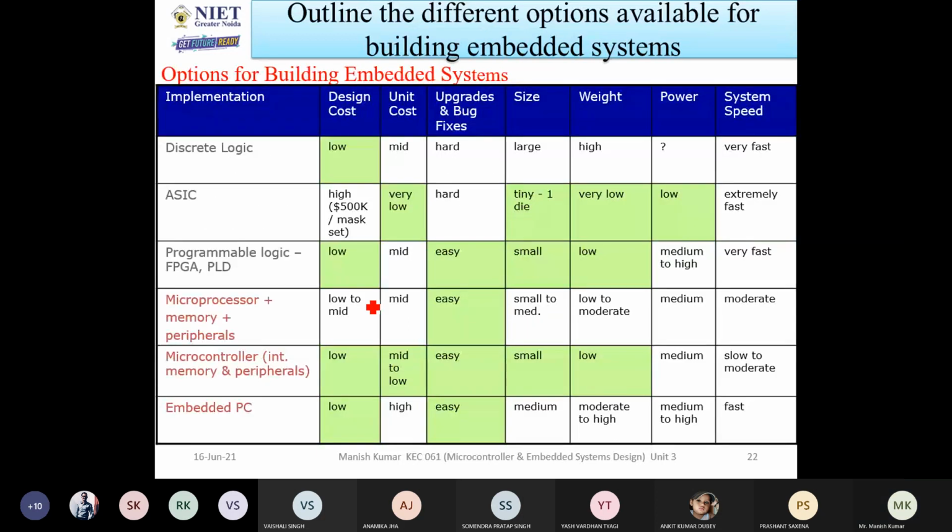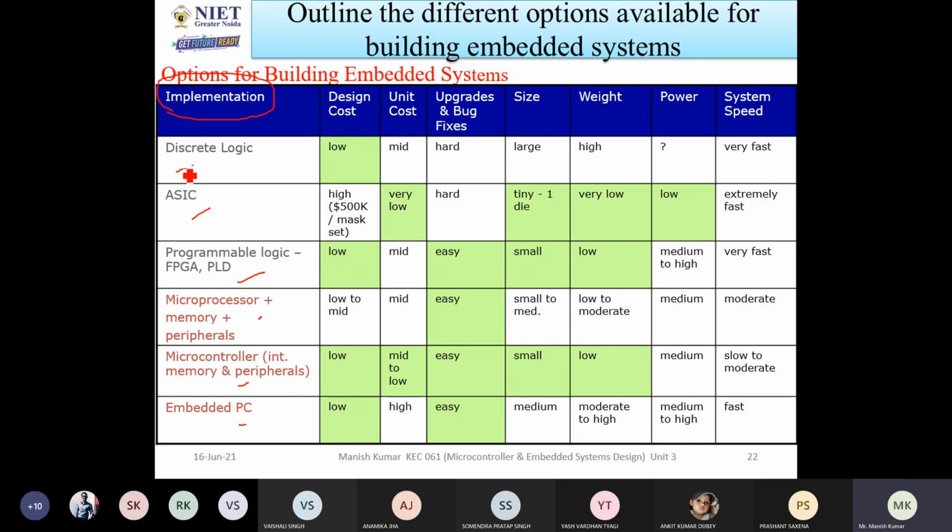Now you can see in the first case what options are available. In the first column I have taken the implementation. There are several things: discrete logic, ASIC design, programmable logic design, microprocessor design, microcontroller design, embedded PC. So if you are going to use any platform, you can develop with it. Some platforms have certain requirements, or certain benefits, or certain drawbacks.